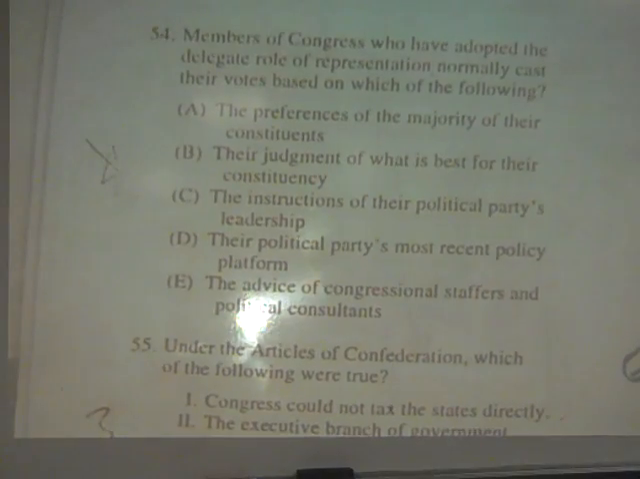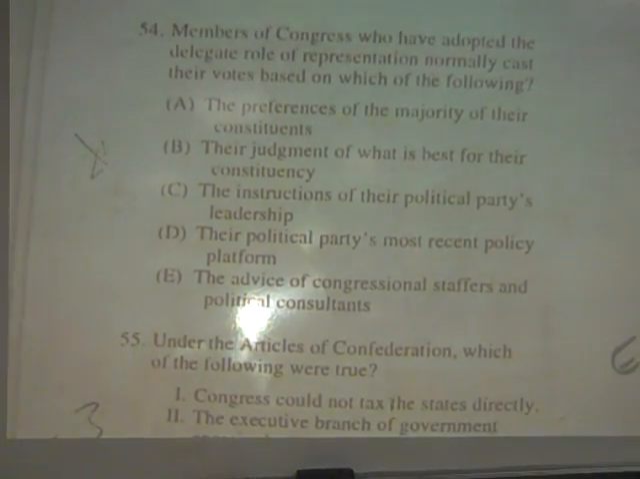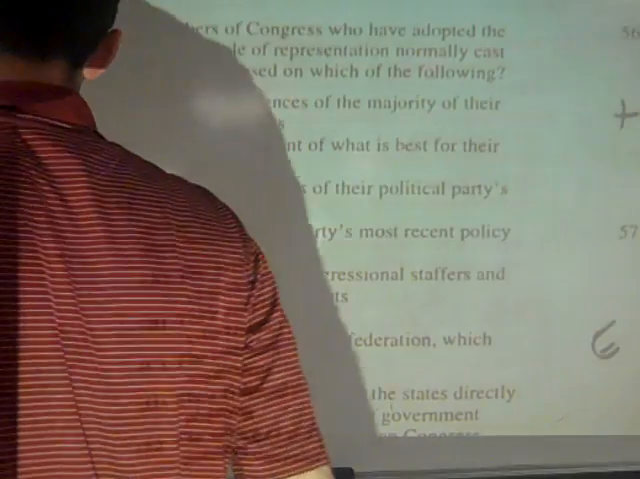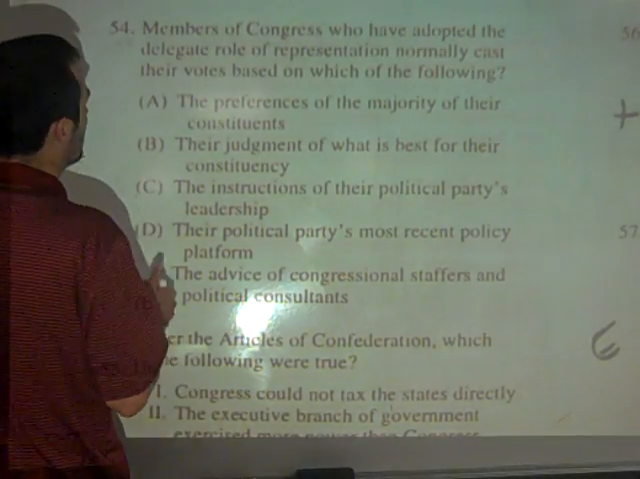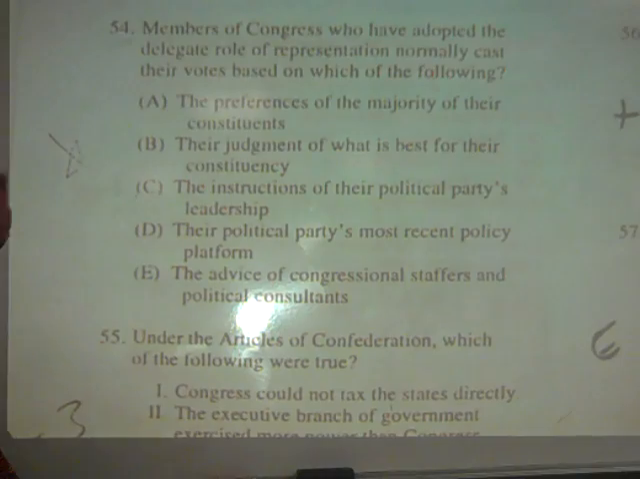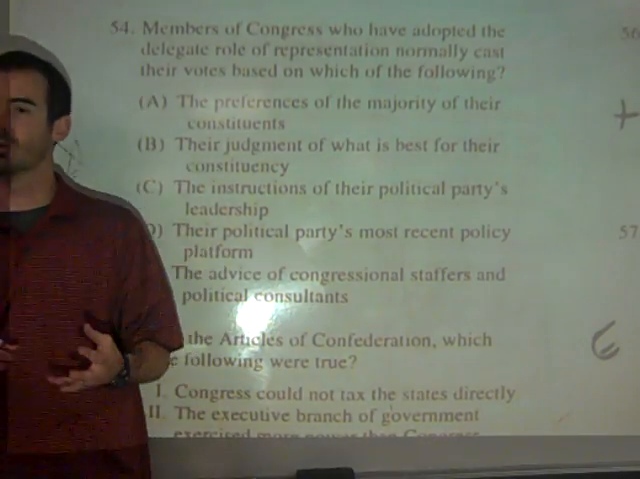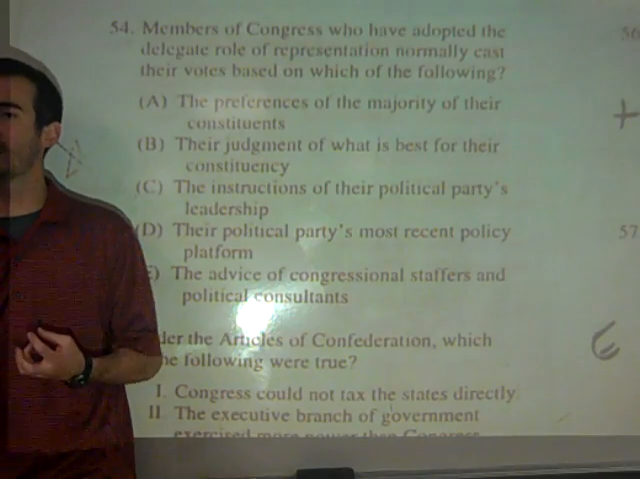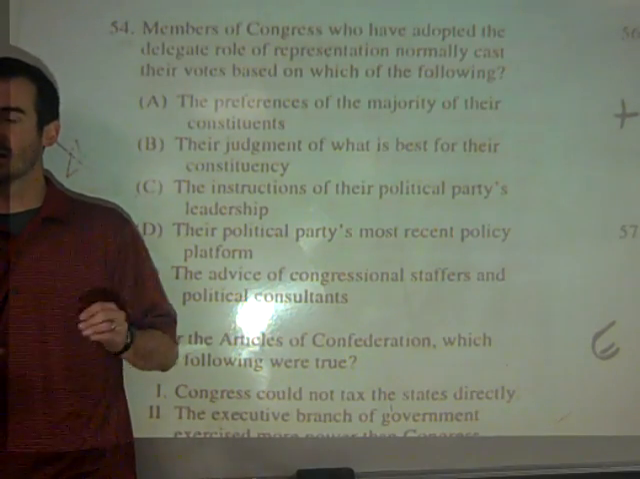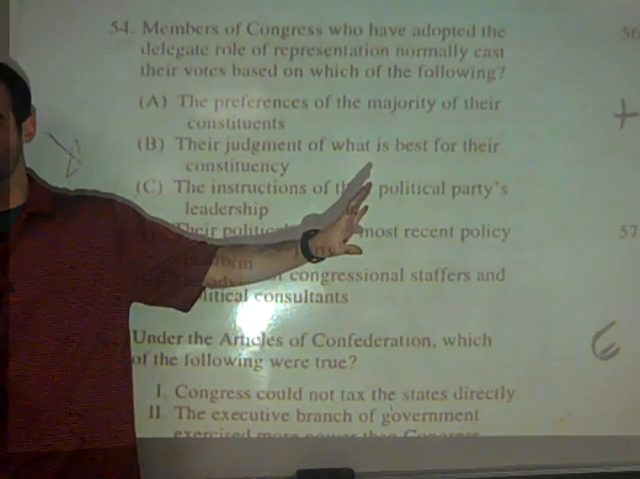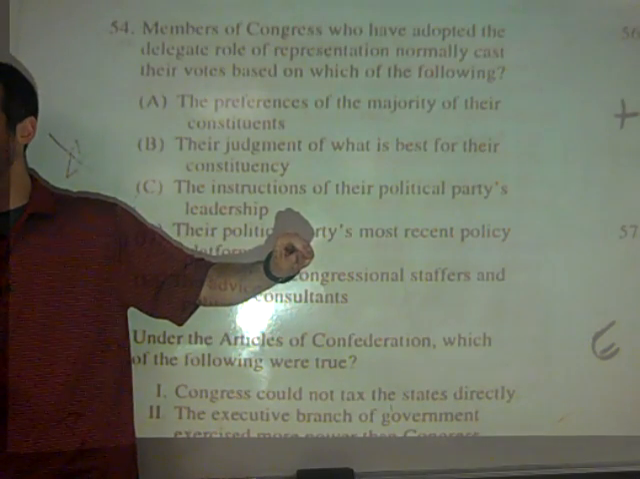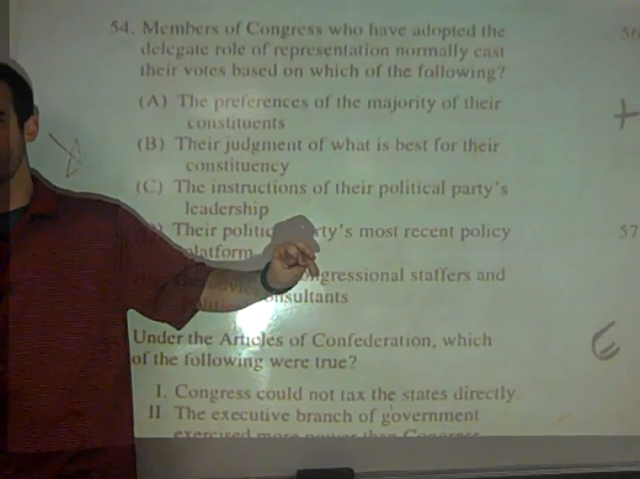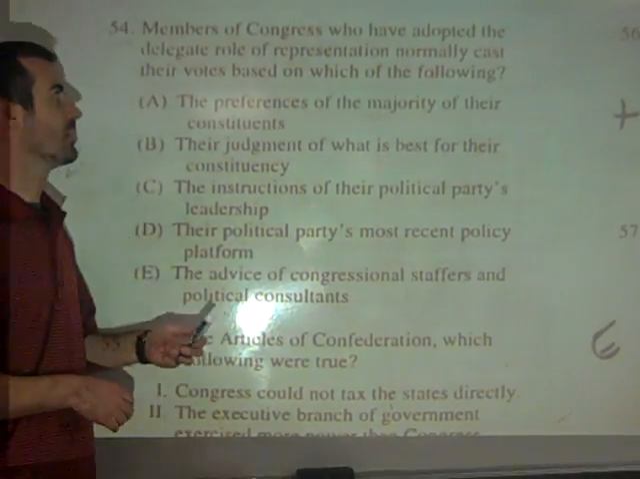Members of Congress who have adopted the delegate role. Remember, some think that a congressman ought to be a delegate of the people, some think they ought to be a trustee. Delegate means I send you to take care of something for me. So, the delegate theory of representation says congressmen ought to figure out what their constituents want and go represent those views exactly in Congress. Now that's hard to do because your constituents might be a bunch of people who want different things. It's hard to figure out what they want. So that may be unrealistic.